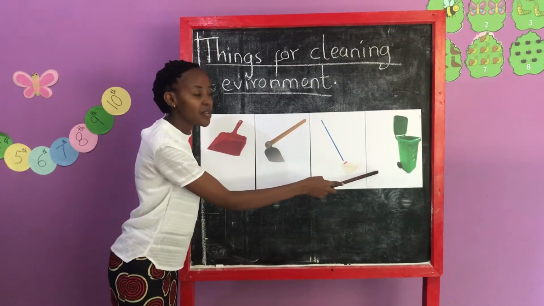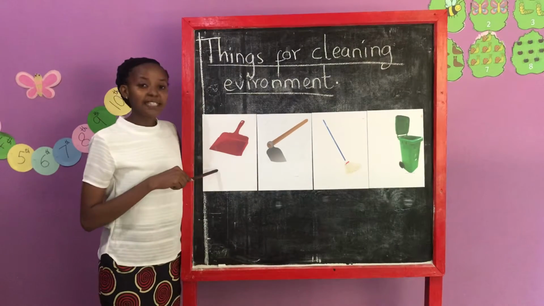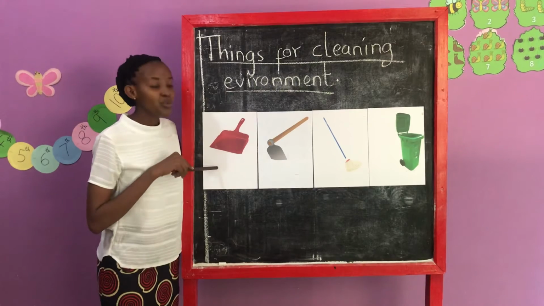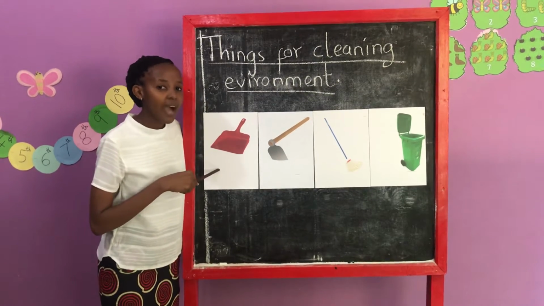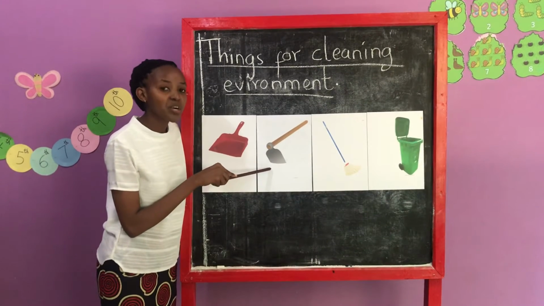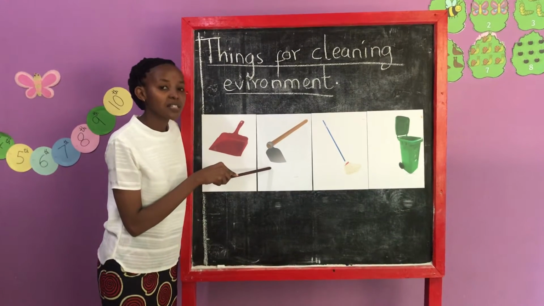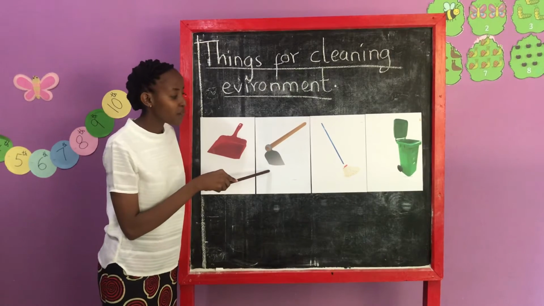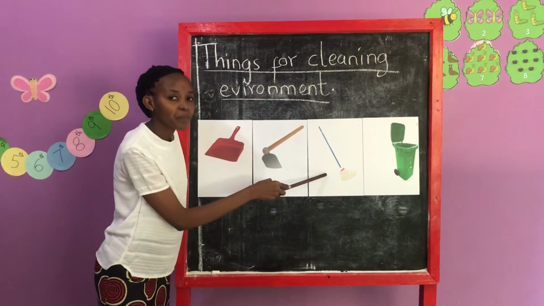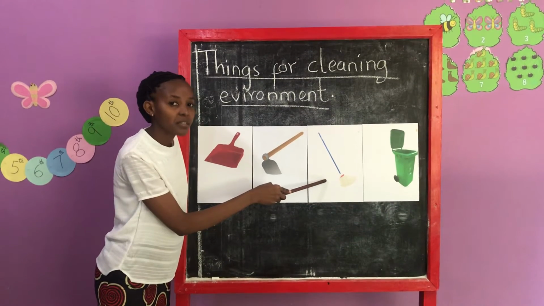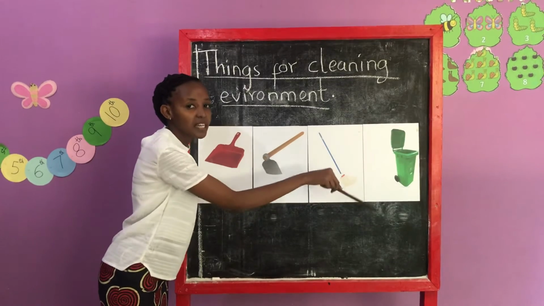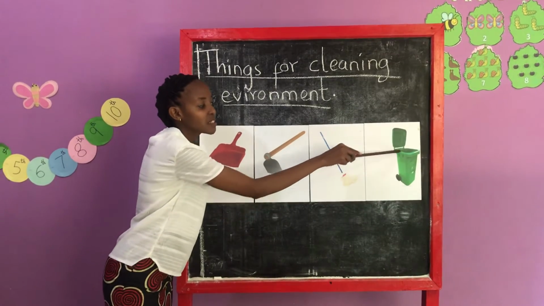Dustbin. Very good. A dustpan we use to collect dust. Used to collect dust. Very good. A hoe is used to dig. Say dig. Very good. A mop is for mopping. Say mopping. Very good. A dustbin is for putting dust. Putting dust.